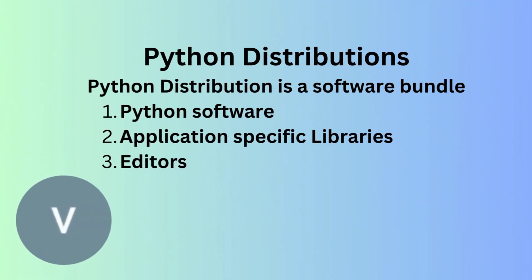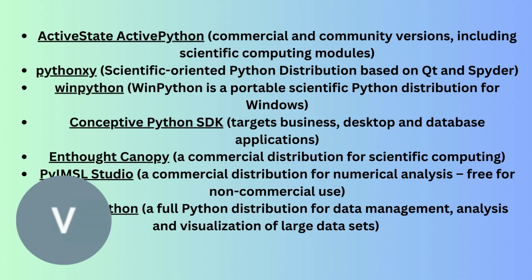Next topic is Python distributions. A Python distribution is a software bundle. The first is Python software, the second is application specific libraries, and the third is editors. Python distributions are many; I can explain a few here. ActiveState ActivePython, commercial and community versions, including scientific computing modules.